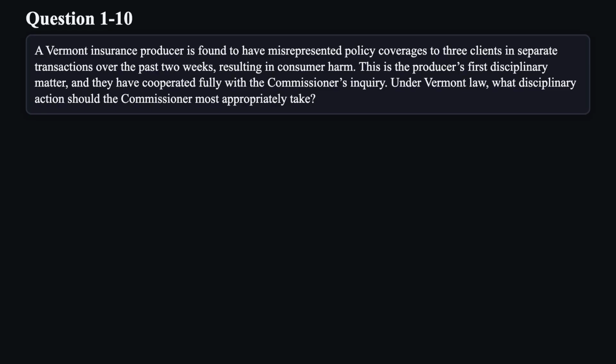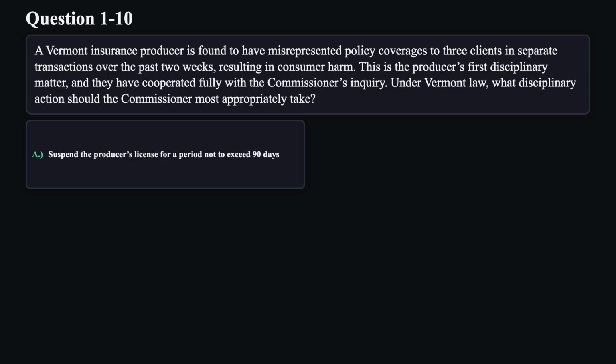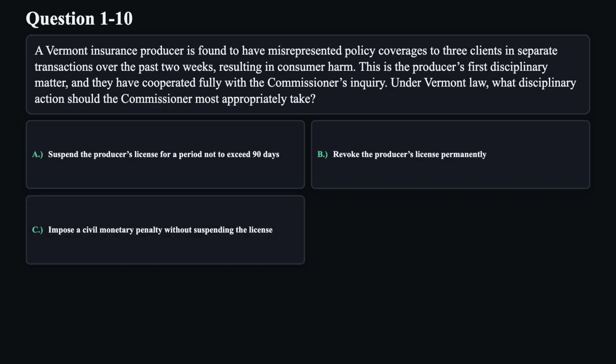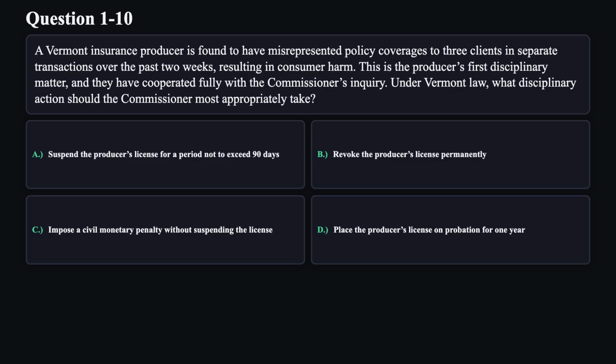Question 10. A Vermont insurance producer is found to have misrepresented policy coverages to 3 clients in separate transactions over the past 2 weeks, resulting in consumer harm. This is the producer's first disciplinary matter, and they have cooperated fully with the commissioner's inquiry. Under Vermont law, what disciplinary action should the commissioner most appropriately take? A. Suspend the producer's license for a period not to exceed 90 days. B. Revoke the producer's license permanently. C. Impose a civil monetary penalty without suspending the license. D. Place the producer's license on probation for 1 year.